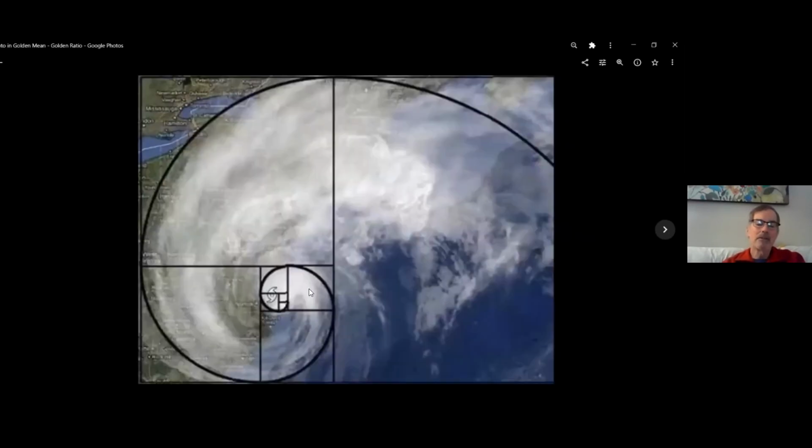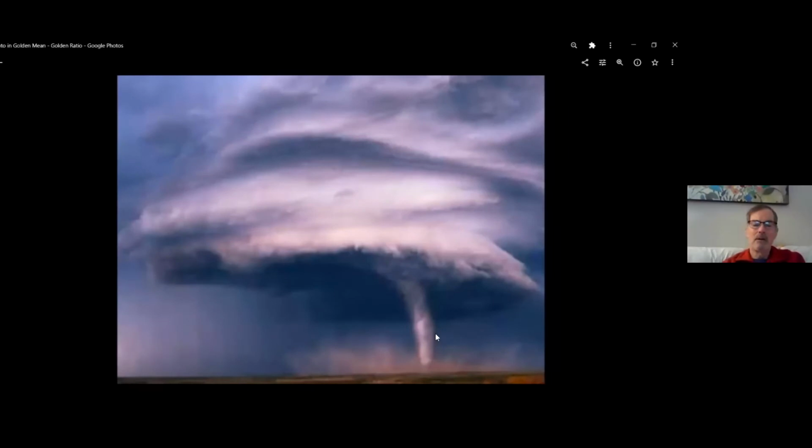Here is an astronomical picture of a large weather front, so on a global scale, we're seeing similar logarithmic golden spiral features even up in the atmosphere. Tornadoes, a similar situation.